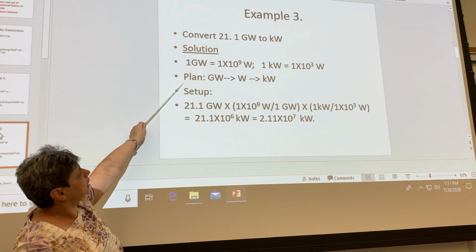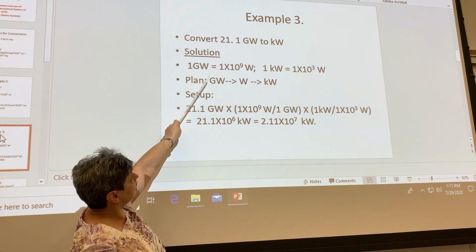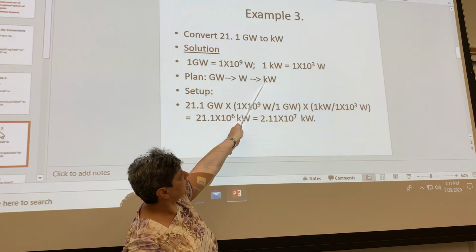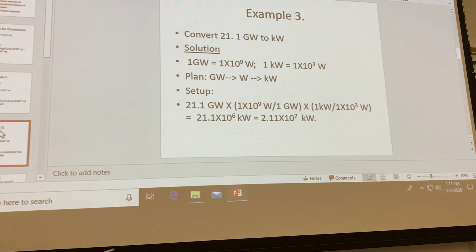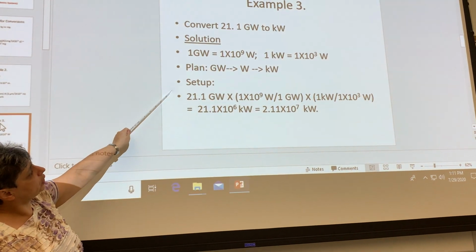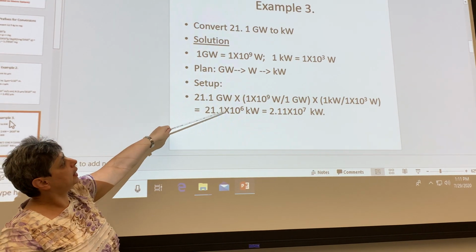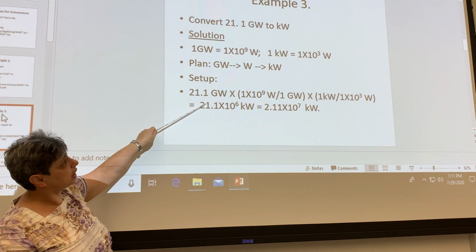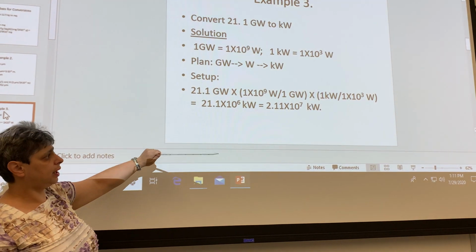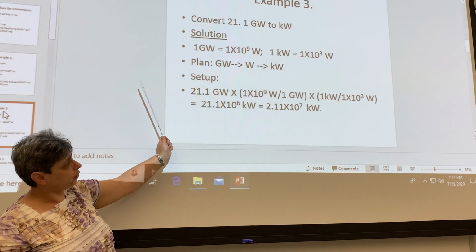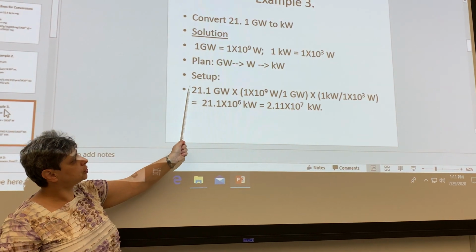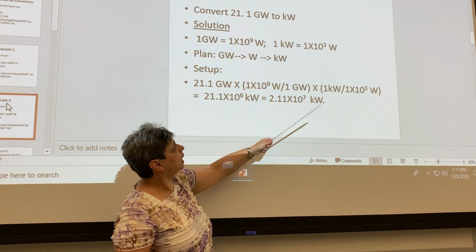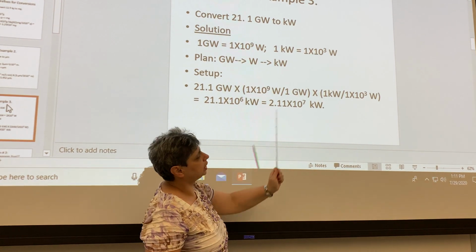And the plan here would be, once again, to start with the first prefix, in this case gigawatt, go to main unit, which is watt, and then from main unit to kilowatt. And the setup is shown right here. Hopefully you can maybe look away for a minute from the video, get a piece of paper and a pencil and try to set it up yourself, and then compare your answer to mine. But you will see I'm following the exact same logic. I'm trying to set it up so that the unit I don't want, in this case gigawatt, goes on the bottom, and then I get to watts, and then from watts to kilowatts.